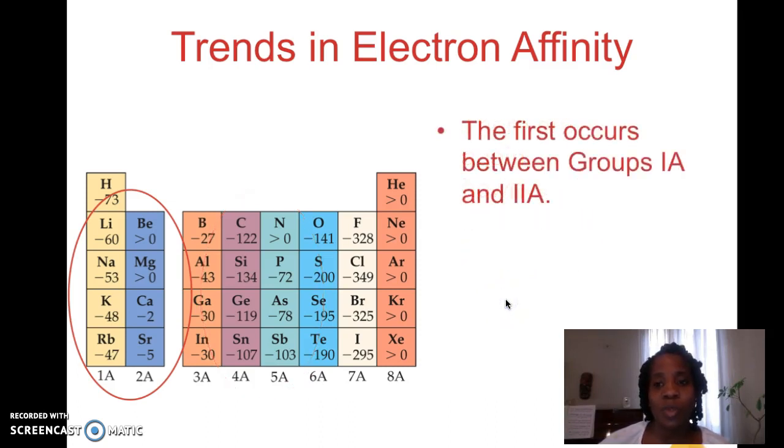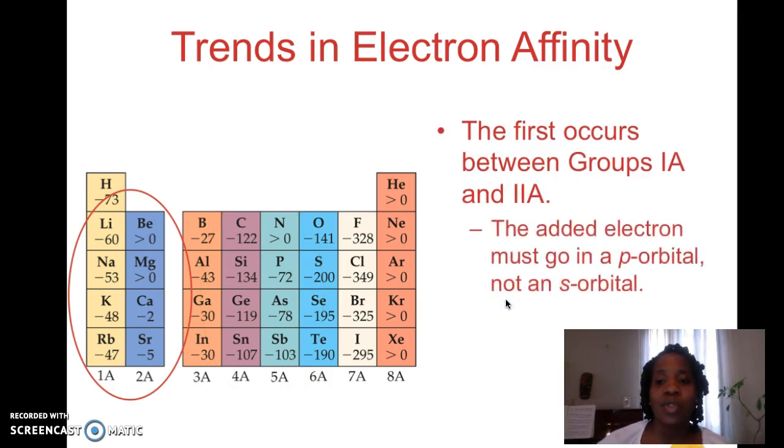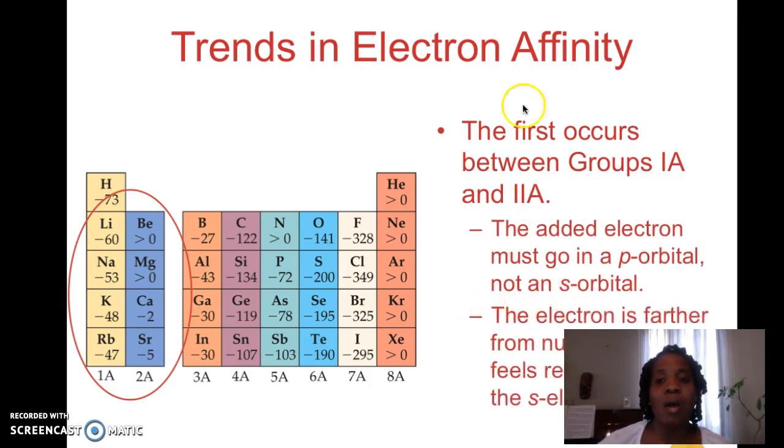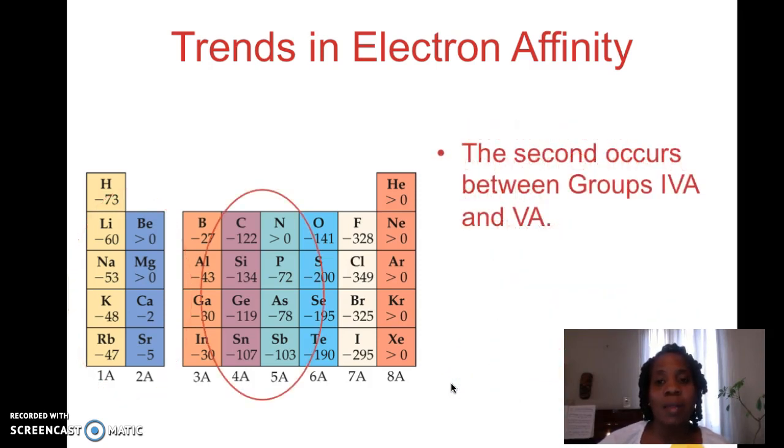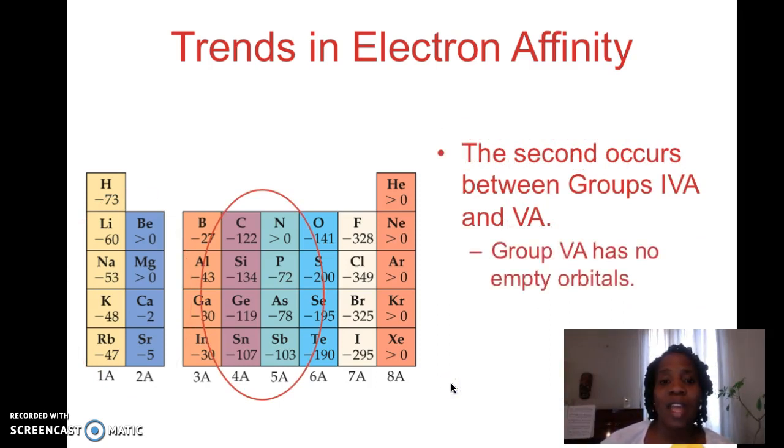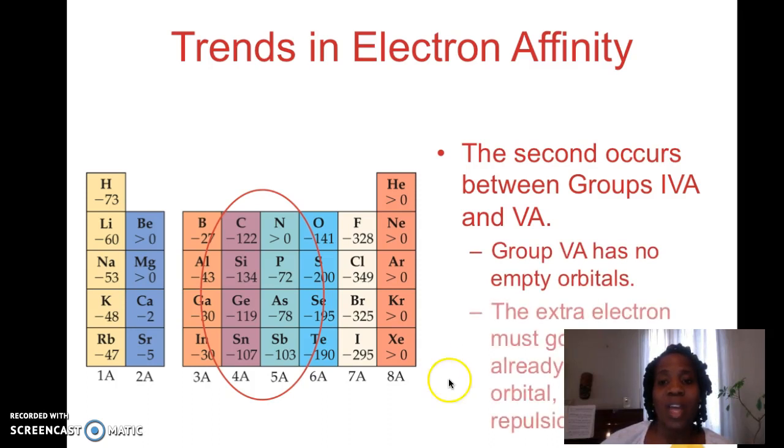The first occurs between group 1 and group 2. The added electron has to go into a p orbital, which, as we said, is of higher energy. That electron is further from the nucleus and feels repulsion from the s electrons. The second time this occurs is between group 4 and group 5. Group 5A has no empty orbitals, so that electron has to go into an orbital that is already occupied, creating additional repulsion.